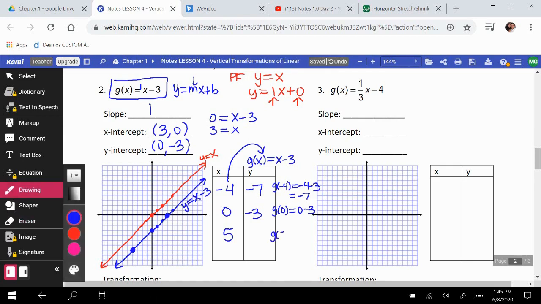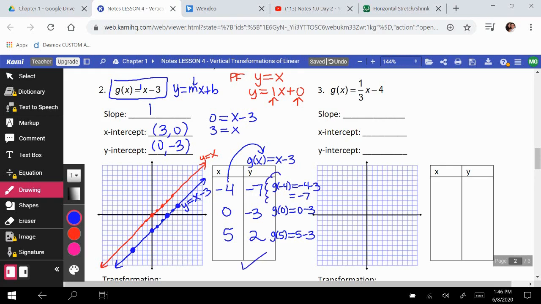And if I do g of 5, what is 5 minus 3? 2. So I should have the point 5, 2 on my graph. 1, 2, 3, 4, 5, up 2. There it is right there. Okay, so that checks out. It looks like we graphed that function correctly.